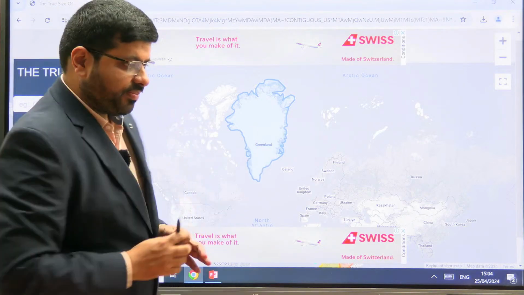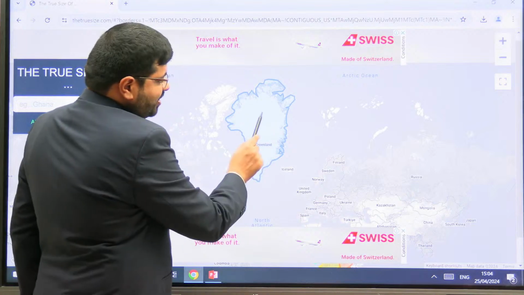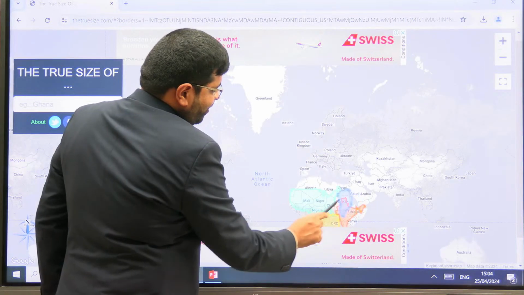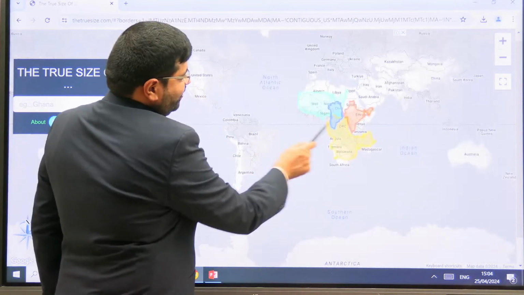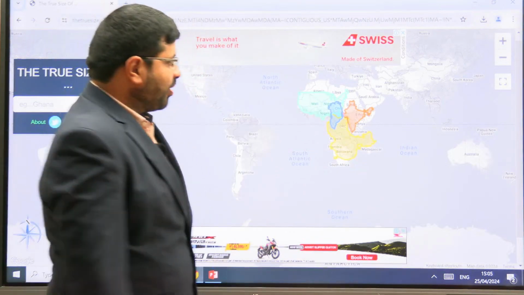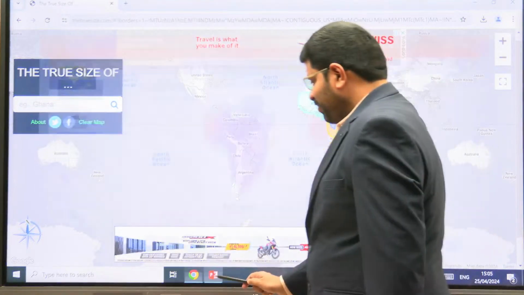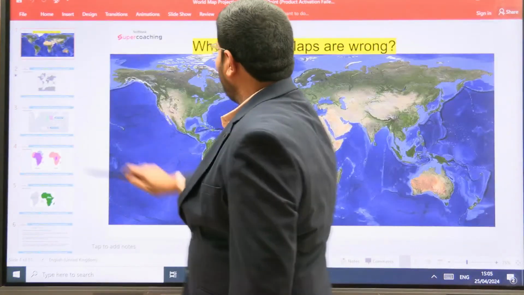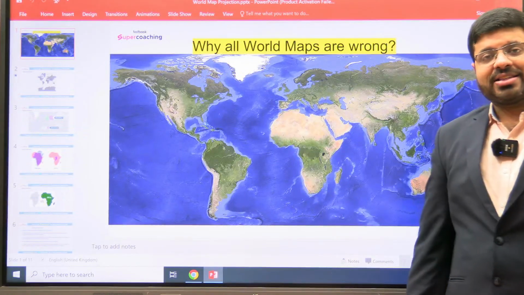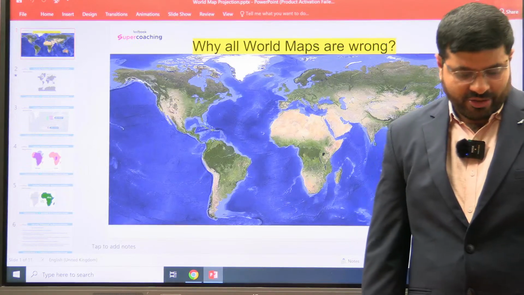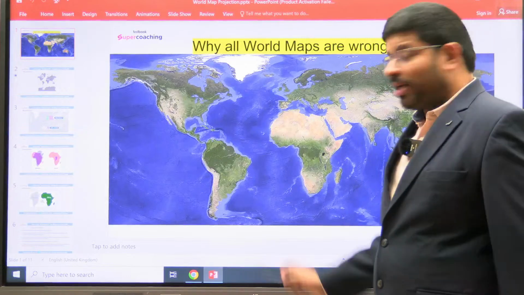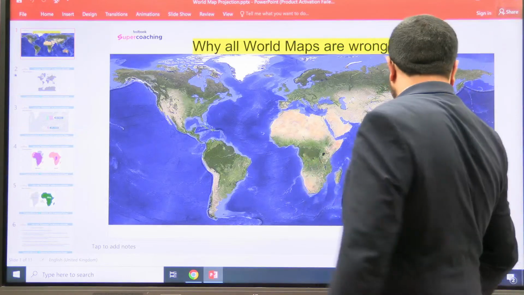Now, you drag this to Africa. You can see here, I am dragging this to Africa. Look at the size now. What happened? It has become very, very short. But look at the size from the world map point of view. It looks almost very similar in size. Whereas the size of Greenland with respect to Africa varies from 2 million to 30 million. You can see the area here.